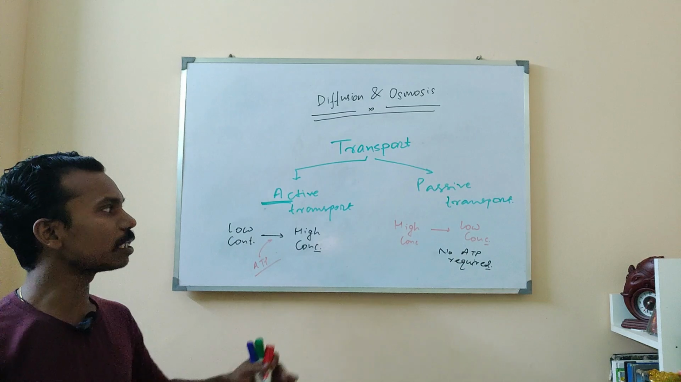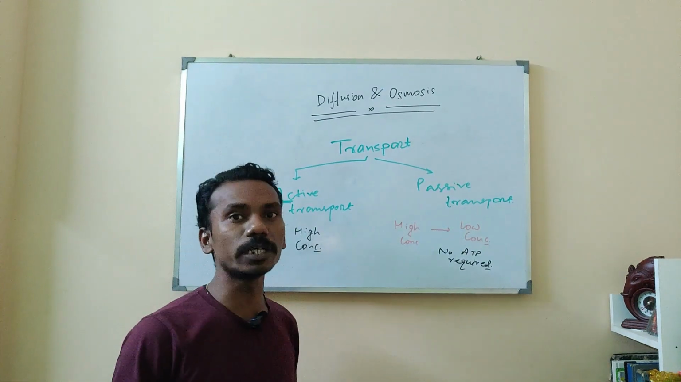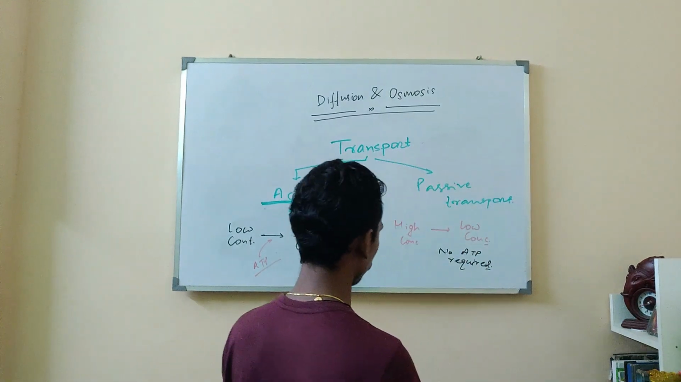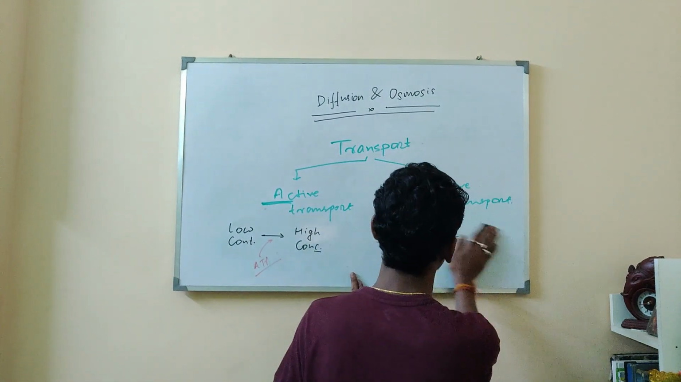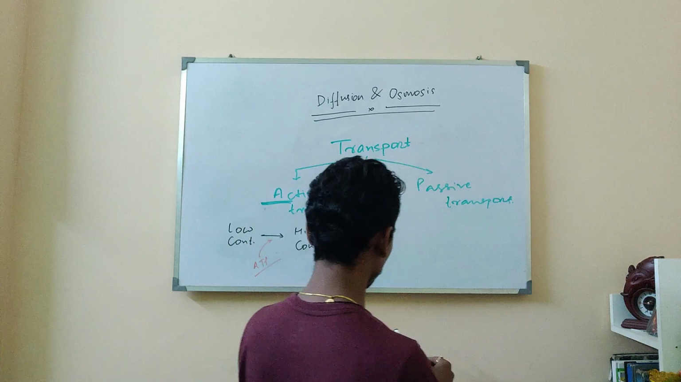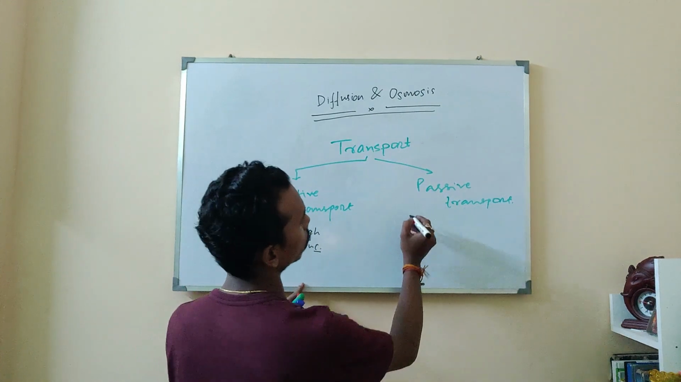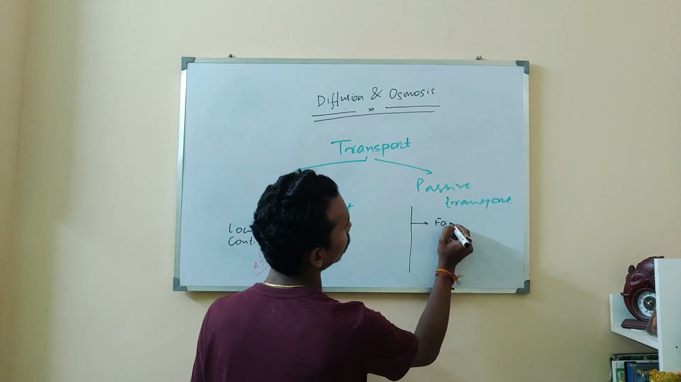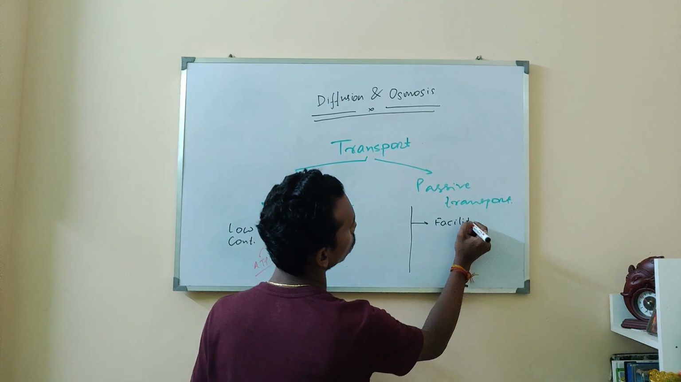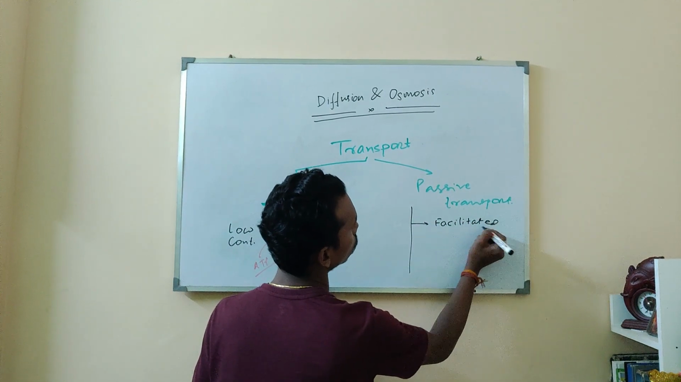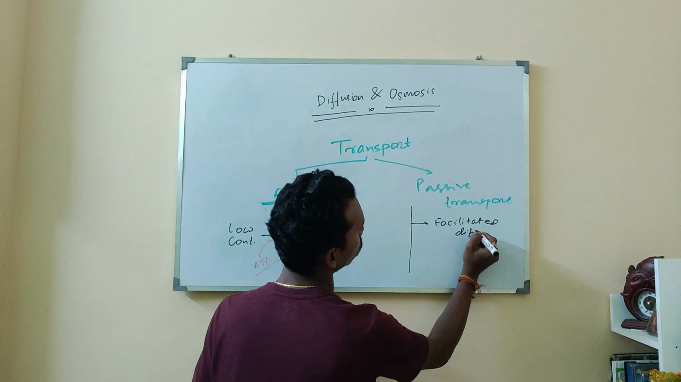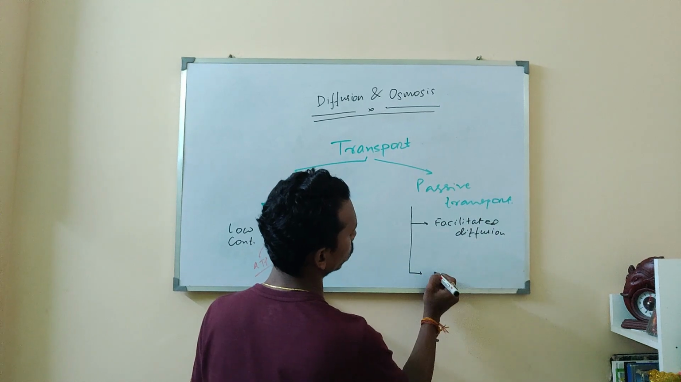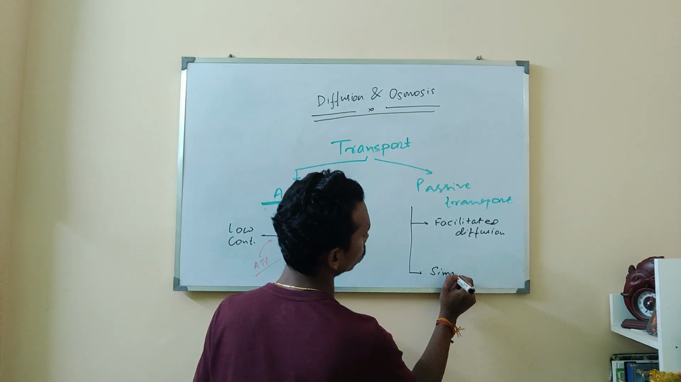Now, the passive transports are again going to be divided into two different types. Let's see. So the passive transport can be divided into two types. One is facilitated diffusion and another one is simple diffusion.